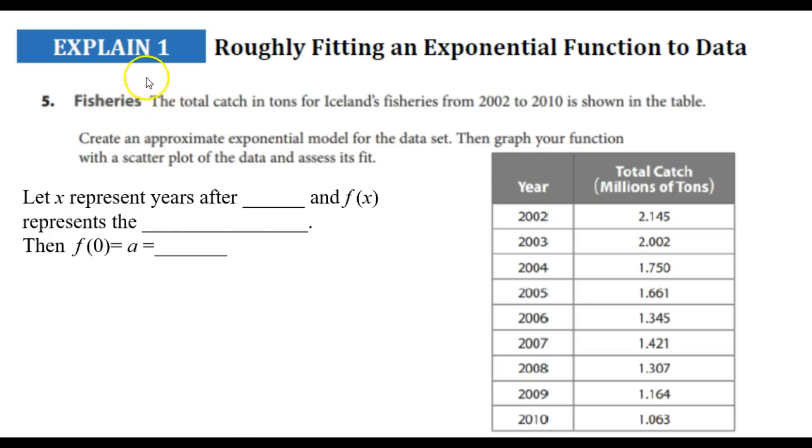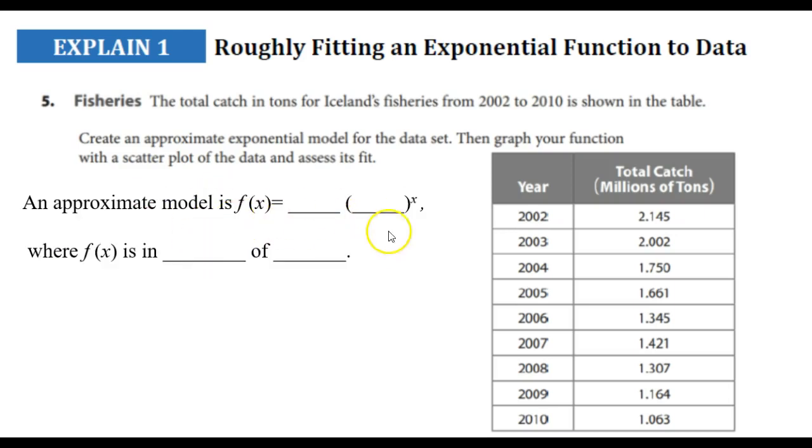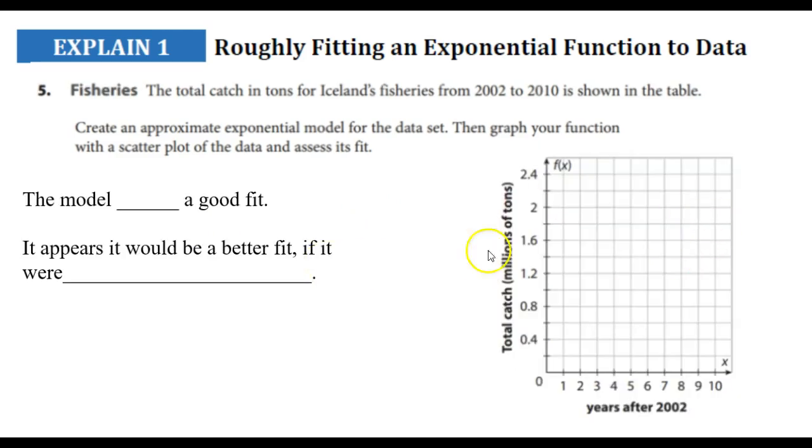So go ahead and take the time right now in your packet to do the Explain 1, which has to do with fisheries, and we're given another table to find not just our a value, but also estimate our b value for our exponential function. And don't forget to write that all together once you find your a value and your b value, and of course to graph it.